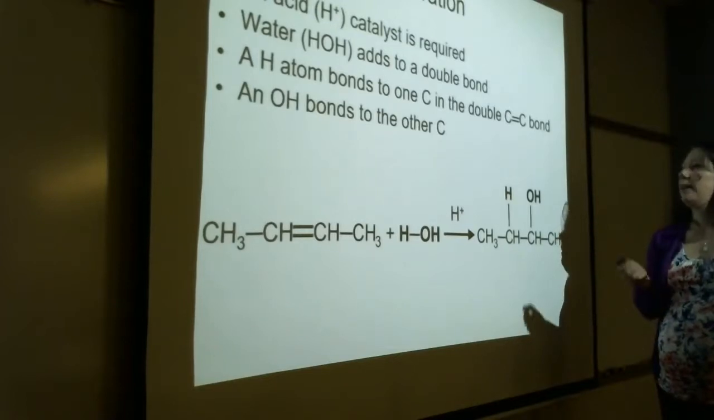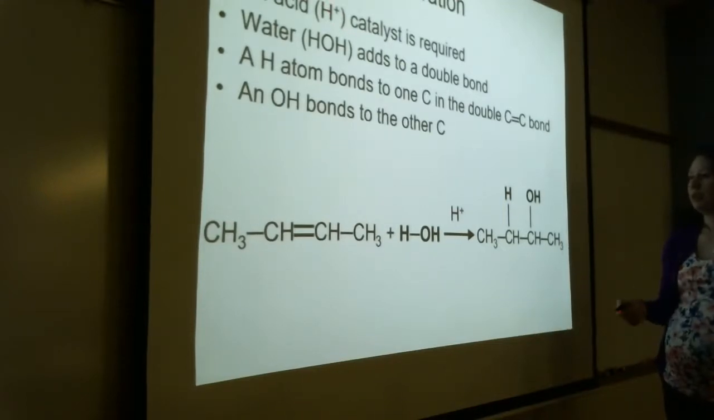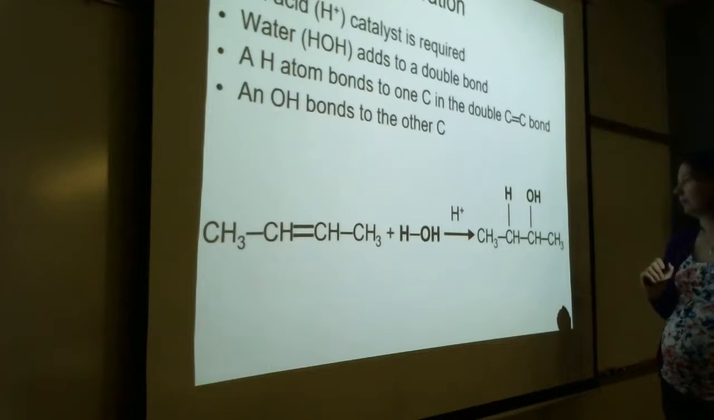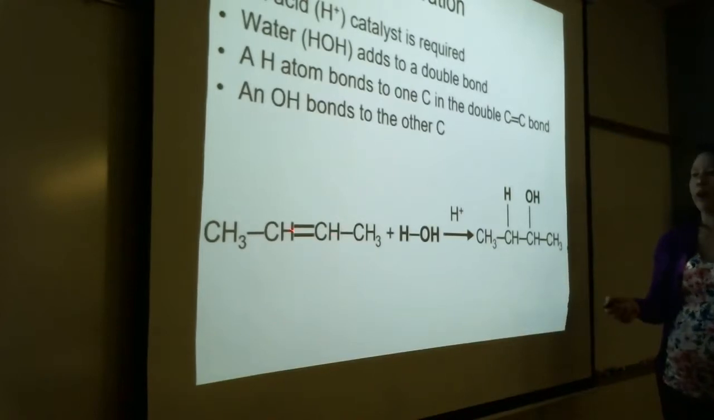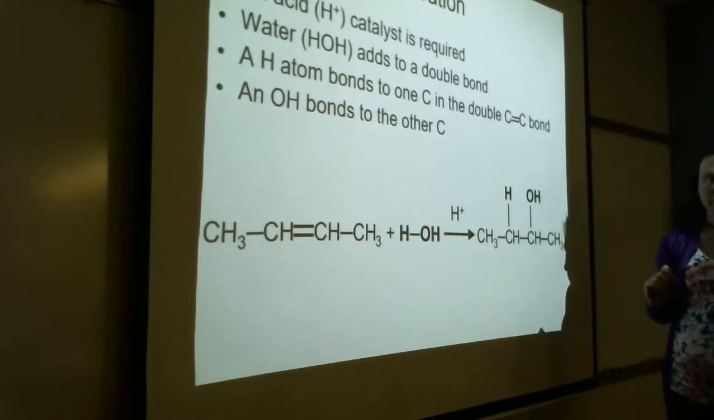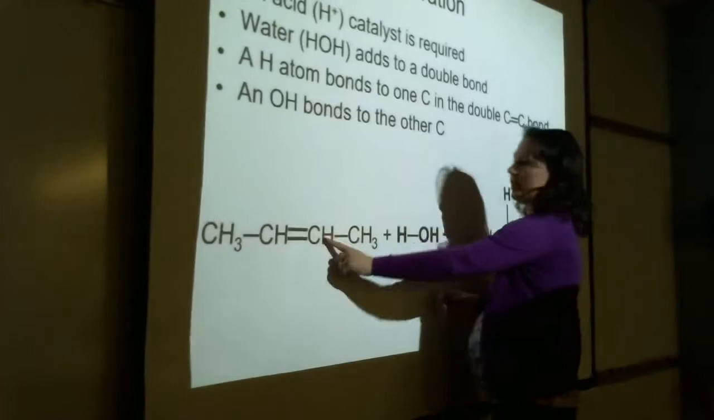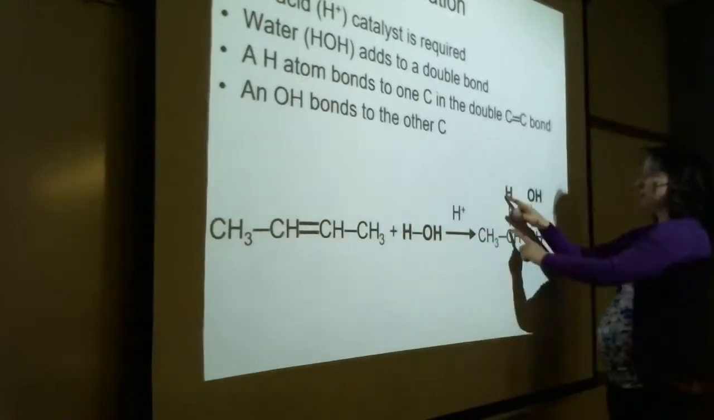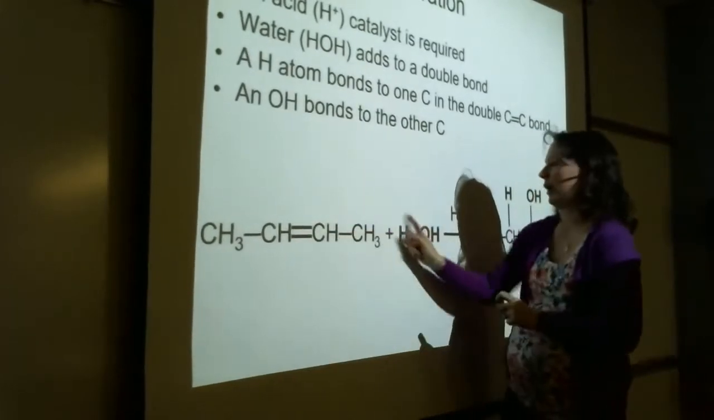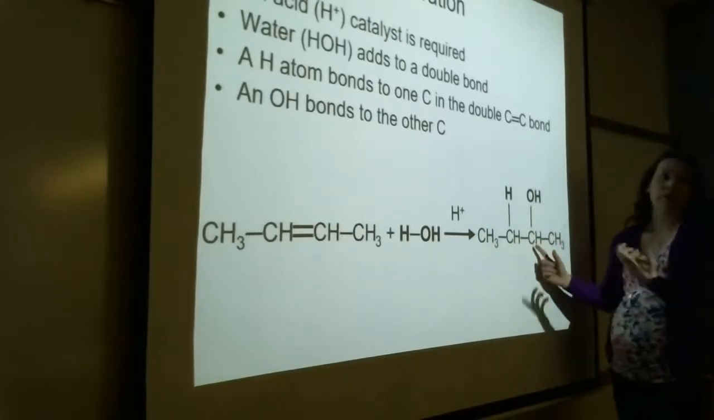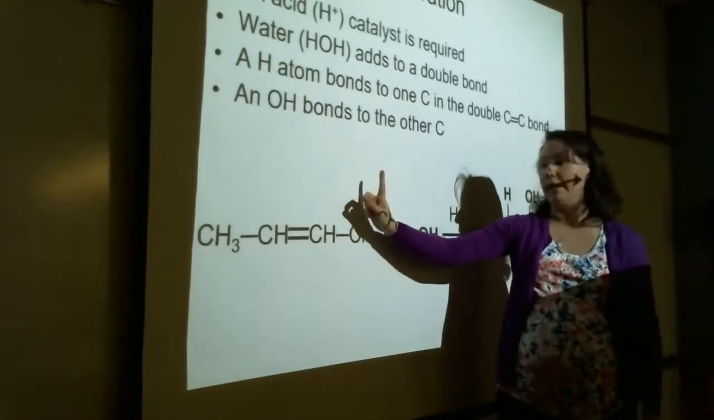So like I said, here is the required catalyst, H plus, that's acid. Okay, you're still reducing the double bond down to a single bond. Now here, you're only going to get one product. You're only getting one product because of where this double bond is located in the chain. Let's think about why this only gives you one product. If H goes here and OH goes here, that puts OH on carbon 2, right? If H goes here and OH goes here, that puts OH on carbon 2. So either way, because this is in the middle of the molecule and it's symmetric on both sides, you're only going to get one product.